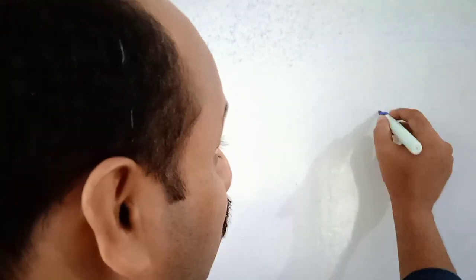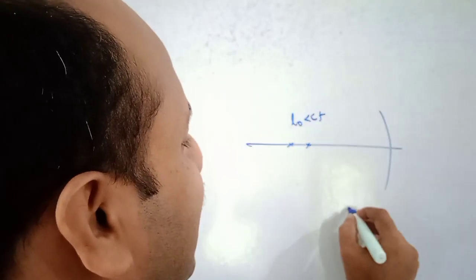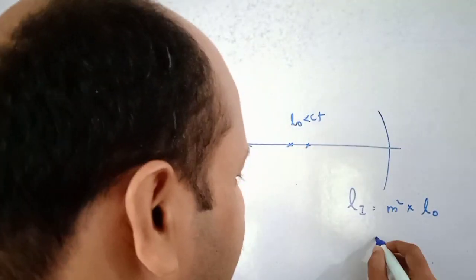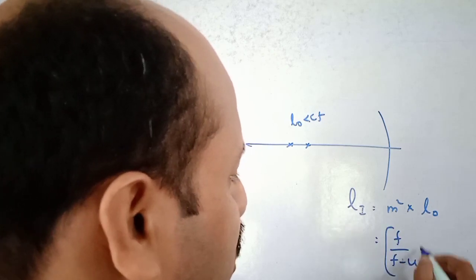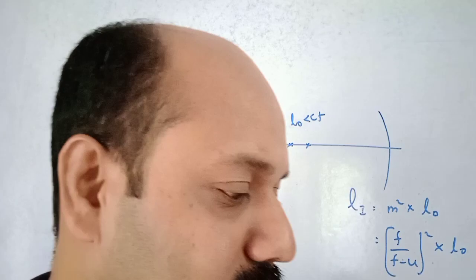A short linear object of length L lies along the axis of a concave mirror of focal length f at a distance u from the pole of the mirror. The size of the image is approximately equal to what? When a short linear object is placed along the principal axis, not perpendicular to the principal axis, and it is very short, meaning the length of the object is very much less than the focal length, then the length of the image is equal to m square into the length of the object. Now here m is what? f by (f minus u), that is squared, into the length of the object. Okay, right?